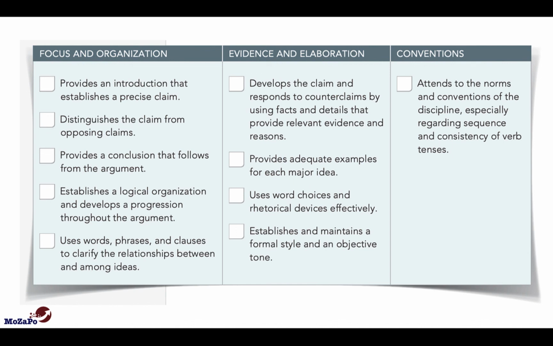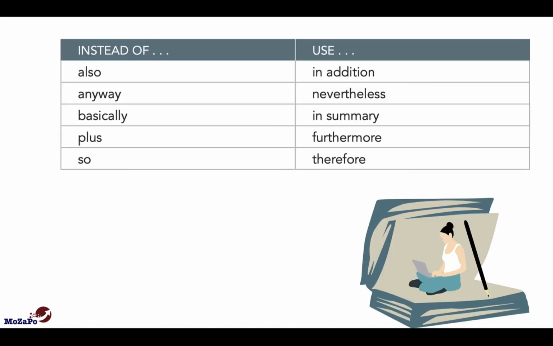And how about conventions? How about grammar and tenses? If you have used tenses correctly, your essay is ready to be submitted. And here, just some bonus tips. Instead of using also in your essay, use in addition. Instead of anyway, use nevertheless. Instead of basically, use in summary. Instead of plus, use furthermore. And instead of so, use therefore. So your language would be even more advanced.